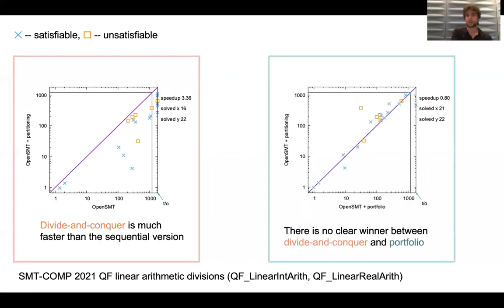Now, if we compare this partitioning result with a portfolio, a similar implementation of OpenSMT with portfolio, we can see that the results are a little more nuanced than that. So I claim here that there is no clear winner between divide and conquer and portfolio. You could say that portfolio is faster, and it clearly is in most instances, but at the same time, divide and conquer manages to solve one more instance than the portfolio could not solve.